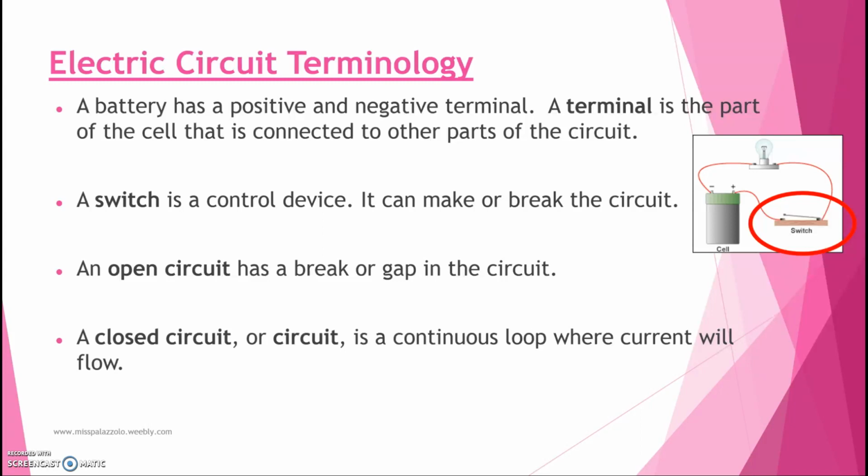So we know that a battery has a positive and a negative terminal, the positive being the cathode, the negative being the anode. A terminal is the part of the cell that's connected to the other parts of the circuit. Generally, it's connected to conductors to allow that electrical current to flow through the circuit. A switch is a control device. It can make or break the circuit. An open circuit has a break or a gap in the circuit, and a closed circuit is a continuous loop where the current will flow.